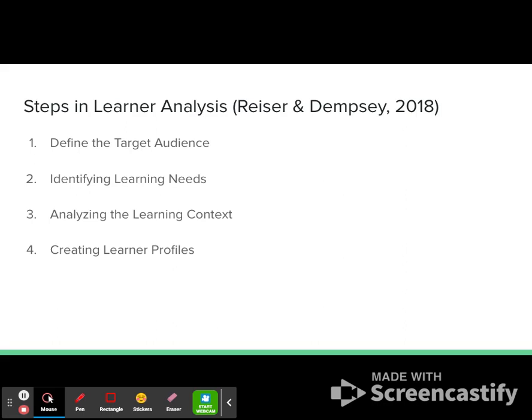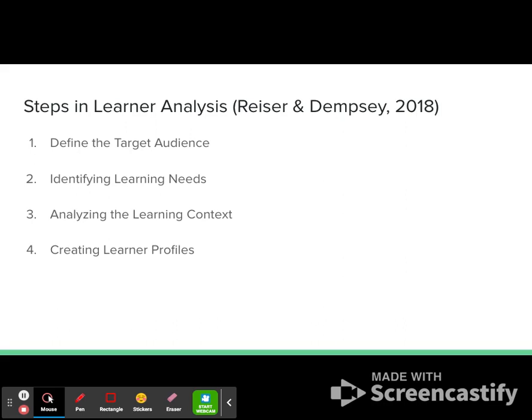The second step is identifying learner needs. Once we have defined the target audience, we must then determine their learning needs. This involves identifying the knowledge and skills that the learners need to acquire or improve upon, as well as any knowledge gaps that may exist. This is very critical when you compare, let's say, a high school mathematics class to a sales department in a business. They will have very different needs and have different experiences that they bring into the educational process.